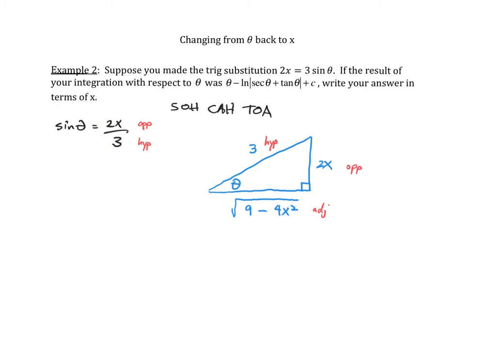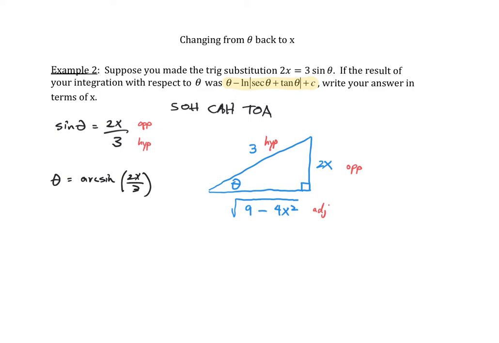So now I'm trying to take my answer, which I'm highlighting in yellow here, and translate that back to x. How am I going to do that? Well, to isolate the theta, we need to take arcsine of both sides over here. So our theta is going to be equal to arcsine of 2x over 3.